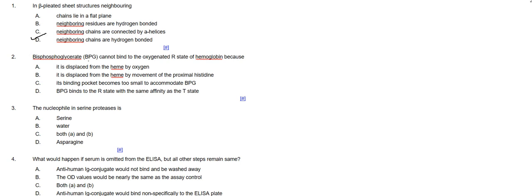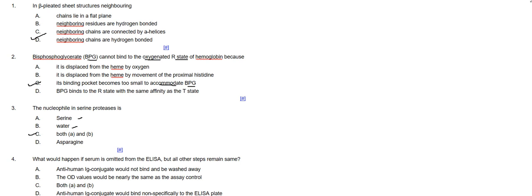bisphosphoglycerate BPG cannot bind to the oxygenated R state of hemoglobin because. Why can BPG not bind? Because its binding pocket becomes too small to accommodate BPG. So this is the correct option. The nucleophile in serine protease is. The nucleophile in serine protease is both serine and water.